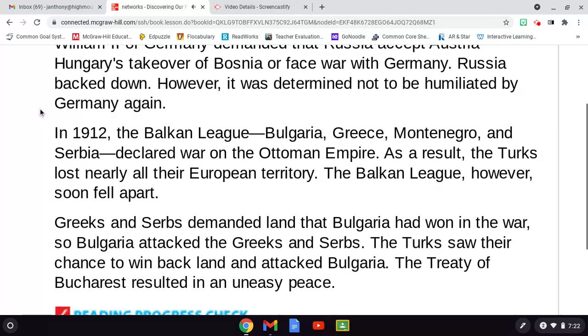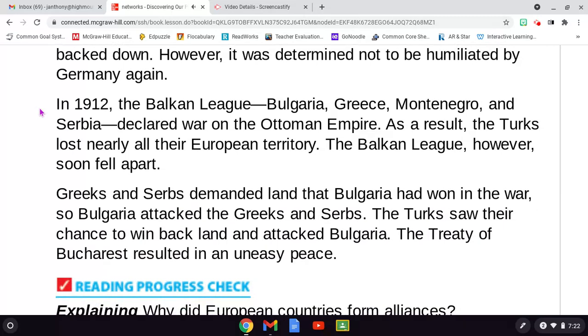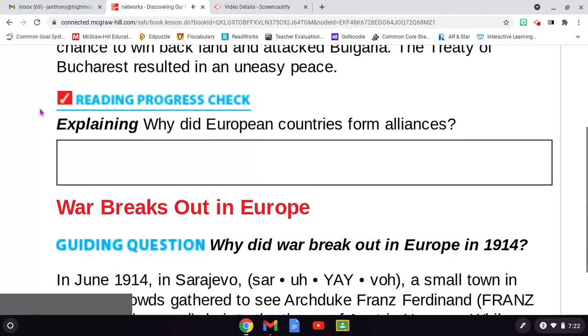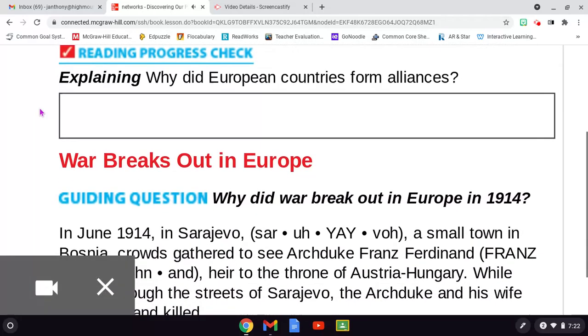In 1912, the Balkan League, Bulgaria, Greece, Montenegro, and Serbia, declared war on the Ottoman Empire. As a result, the Turks lost nearly all their European territory. The Balkan League, however, soon fell apart. Greeks and Serbs demanded land that Bulgaria had won in the war, so Bulgaria attacked the Greeks and Serbs. The Turks saw their chance to win back land and attacked Bulgaria. The Treaty of Bucharest resulted in an uneasy peace. Progress check. Explaining. Why did European countries form alliances?